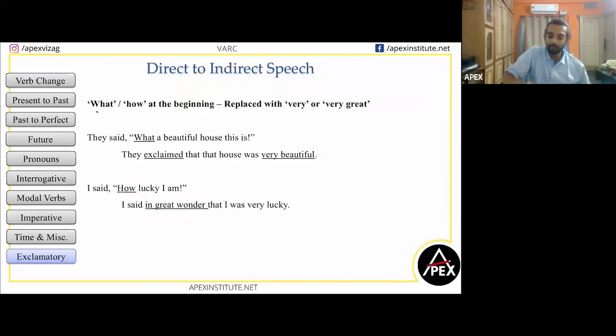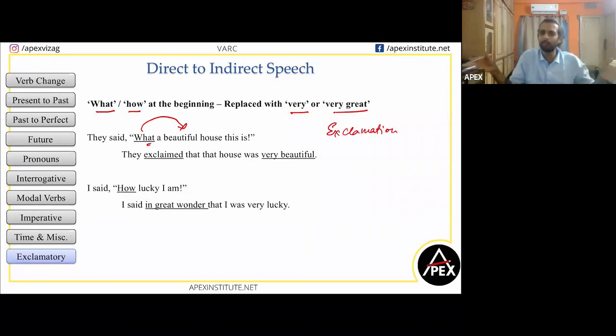Now whenever we have what or how at the beginning, they are replaced with very or very great. When is this happening? When they are used as adjectives, when they are telling us about something. See, they said, what a beautiful house this is. Over here this is an exclamation only. This is telling me how great that house is, correct? So we'll say, they exclaimed that the house was very beautiful. So this is the adjective.